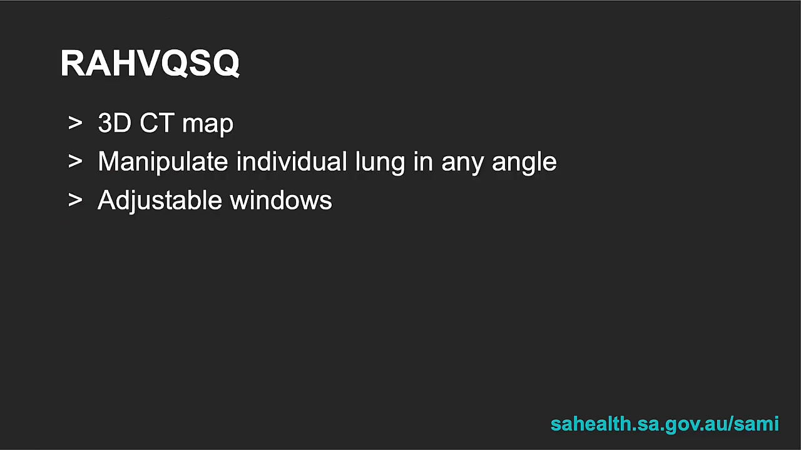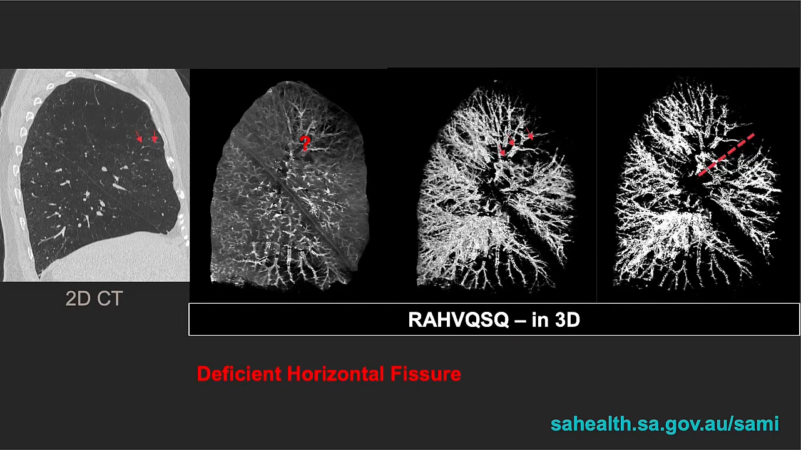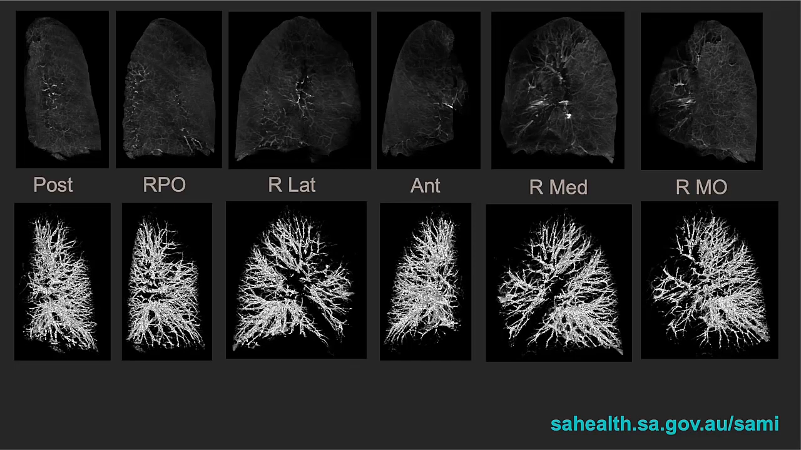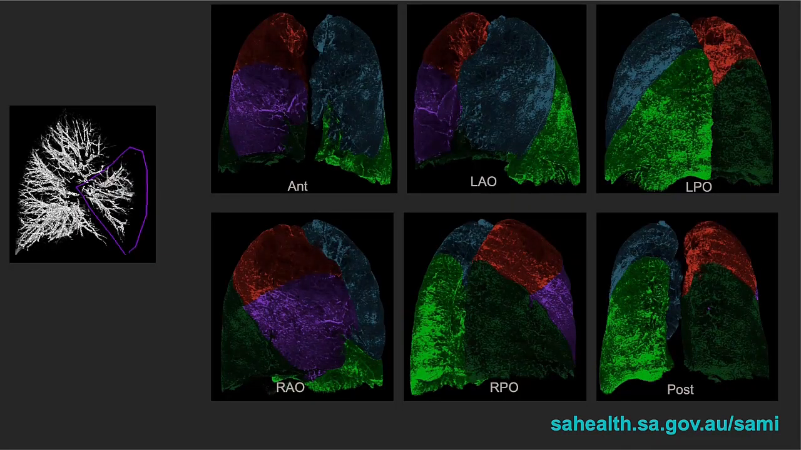RAH-BQ-SQ provides a 3-dimensional CT display which is freely rotatable and CT window adjustable. This example has a badly deficient horizontal fissure. Manipulating the window, one can see the position of the fissure but the absence of vessels. Confidence in fissure localization is enhanced by being able to rotate the 3-dimensional images. In the final step, the program color codes the lobes for a quick check.